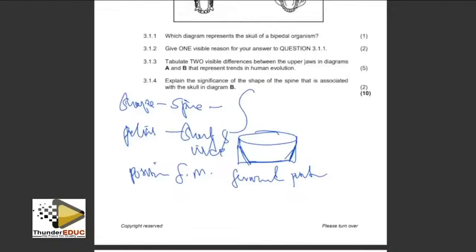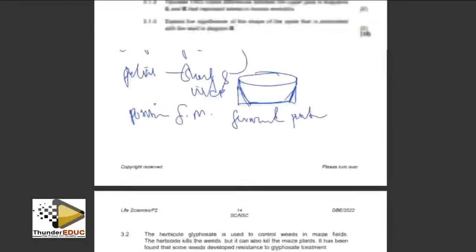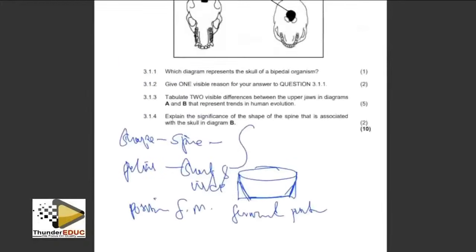So, how is the shape of the spine able to allow for bipedalism? Shape here is S shape to allow flexibility. That's number 1. And then pelvic girdle is short and wider to support the upper weight. Position of foramen magnum is in forward position to allow the spine to connect vertically. So basically, that's what you are supposed to tell us.